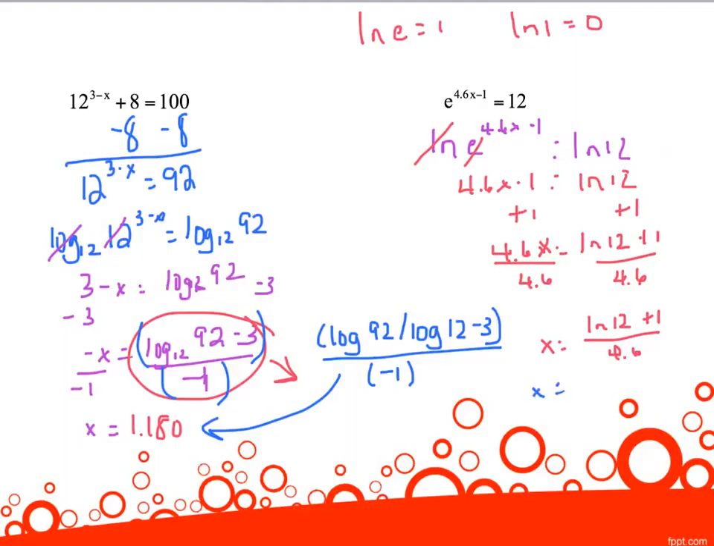So you could either do that in one step and put parentheses around your top, parentheses around the denominator, or you could break it up. You could do the natural log of 12 and then plus 1 and then divided by 4.6. And I'm getting 0.758 when I work it out that way.